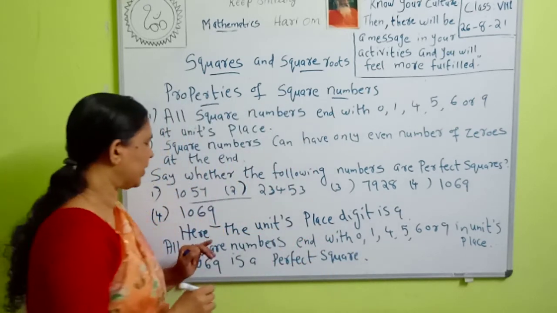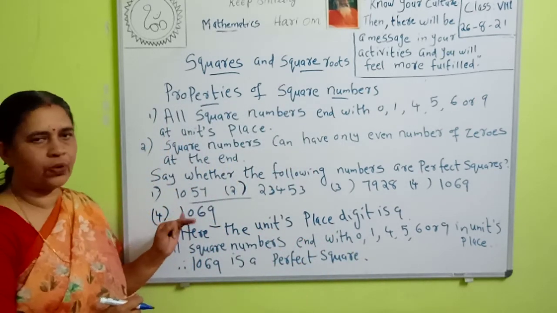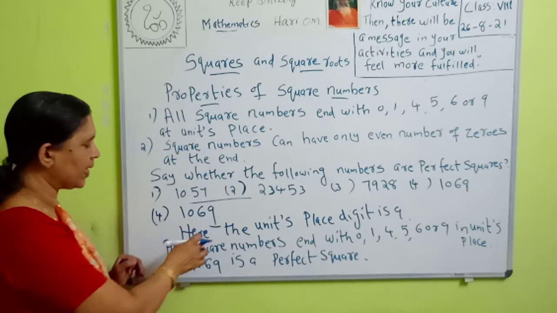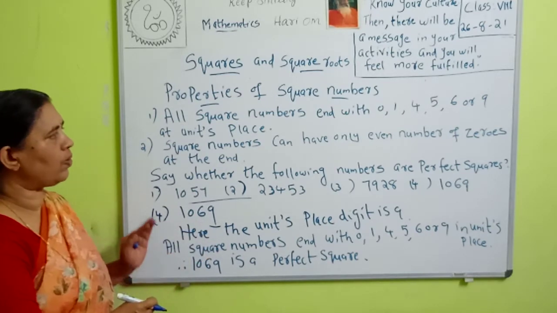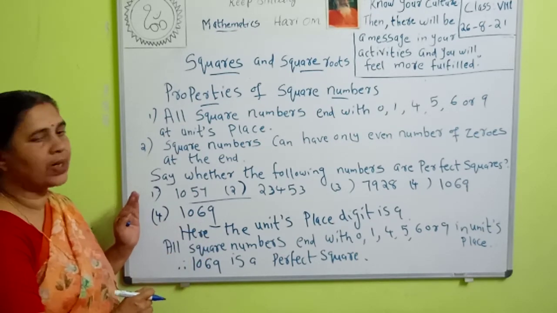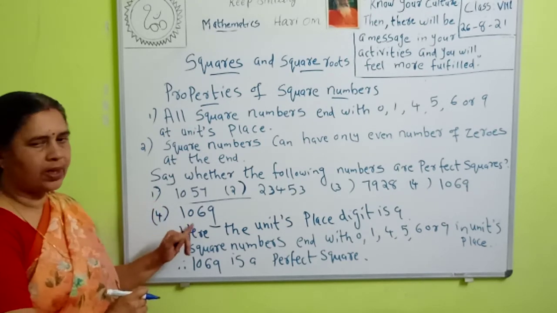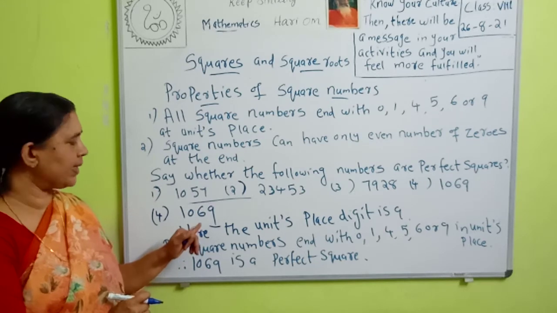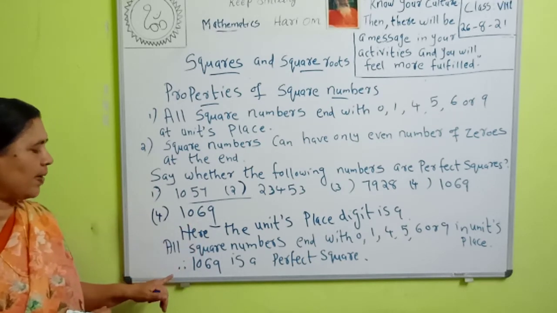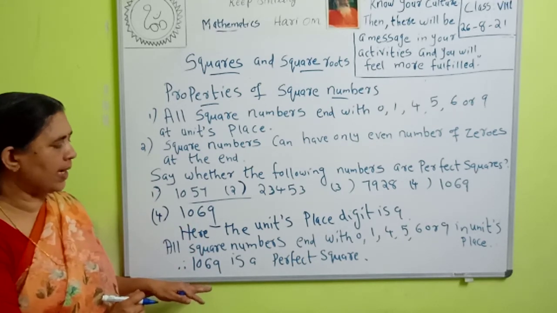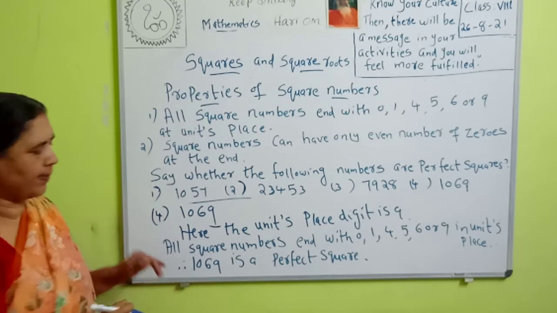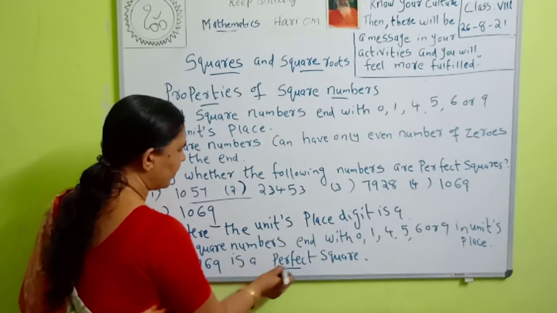So to check whether this number is a perfect square, we look at the units place digit. Here the units place digit is 9. Then we know that all square numbers end with 0, 1, 4, 5, 6 or 9. Here the units place digit ends with the digit 9. So what we can say? Therefore 1069 is a perfect square. This number is a perfect square.